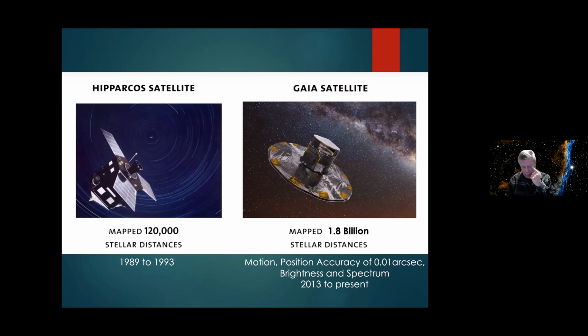Gaia was launched and went into operation back in 2013, and so over the last 8 years we basically have data now on 1.8 billion stars. And I'm going to show a little movie of all of these stars in motion. Our previous survey, the Hipparcos satellite, only gave us maps of 120,000 stellar distances.